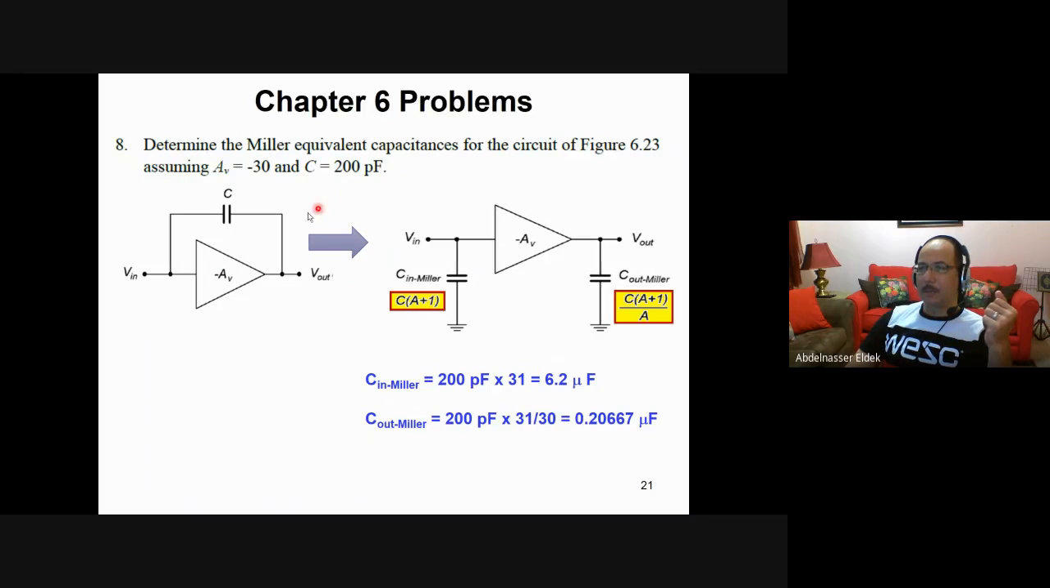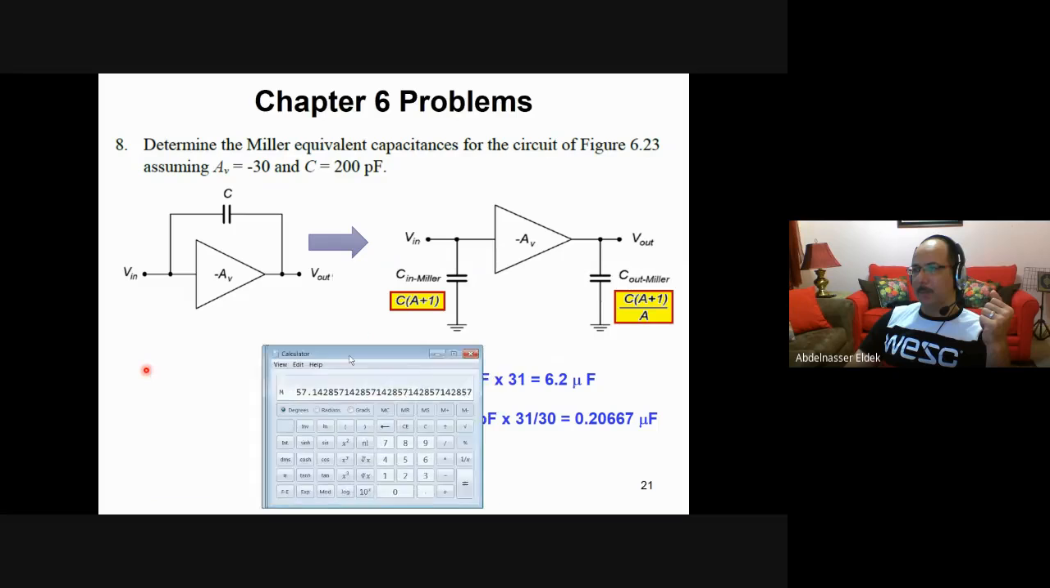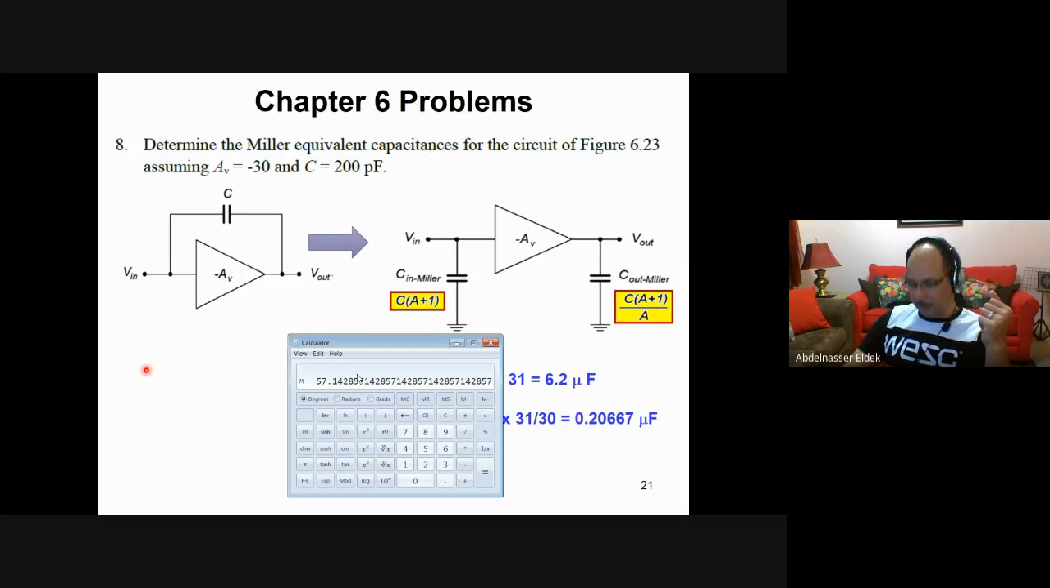If you have a capacitor, so AV is negative 30 and C is 200 picofarad. Then in this case, this is the input capacitance. This is the output capacitance. Okay. So what do you need to know if you want to calculate the input capacitance? It is C, which is 200, times A plus 1, which is 30 plus 1, that is 31. Remember that you are taking the absolute value of A. So times 31, which is 6.2.